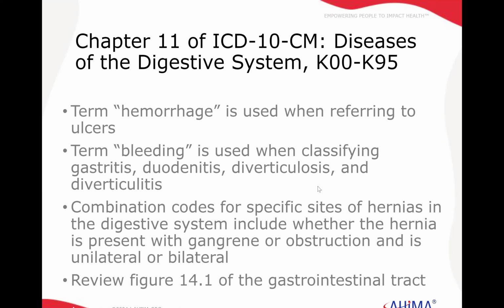Couple things to look at when you're assigning these codes. Number one, the term hemorrhage is used when referring to ulcers. Bleeding is talking about gastritis, duodenitis, diverticulosis, and diverticulitis. There's certain combination codes for hernias in the digestive system that include whether a hernia is present with gangrene or obstruction and is unilateral or bilateral. For this chapter, you may want to review figure 14.1 in your text that gives you a diagram of the gastrointestinal tract.